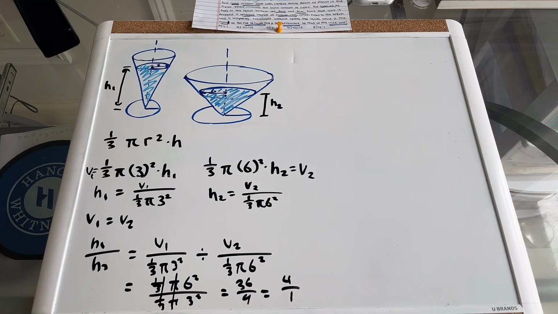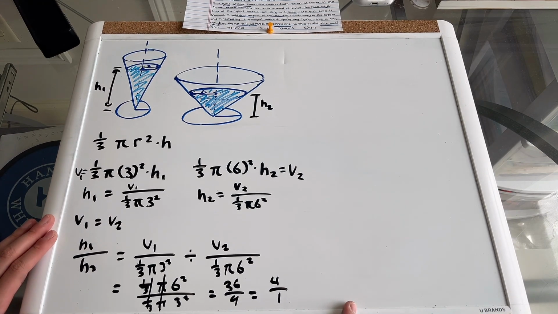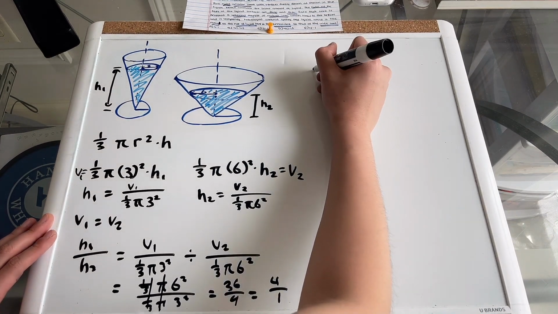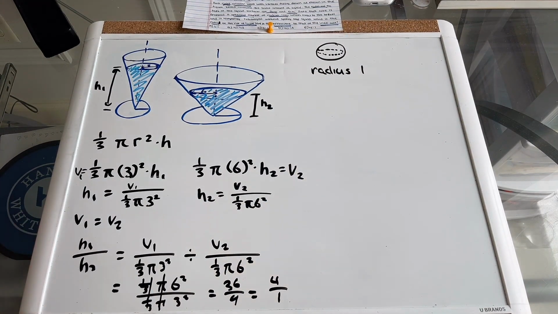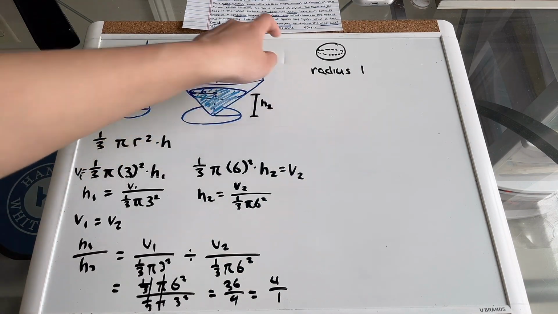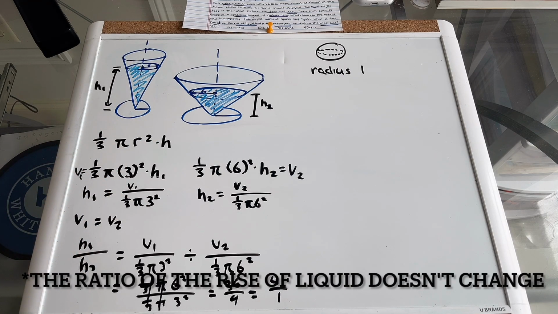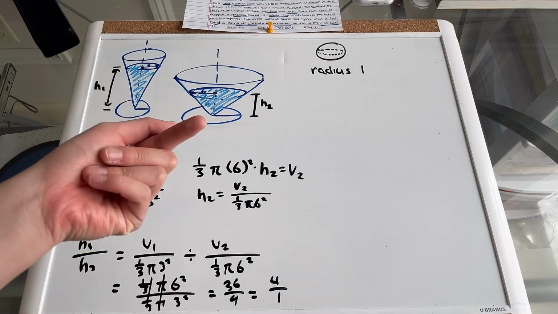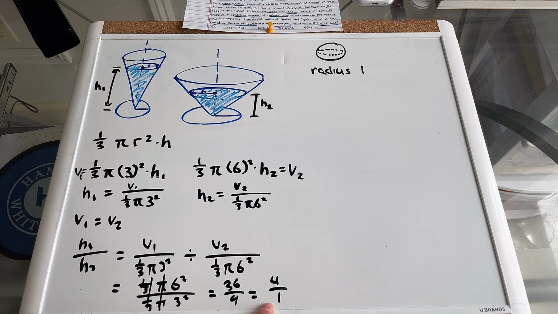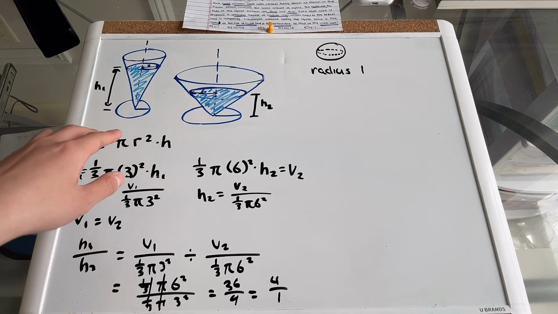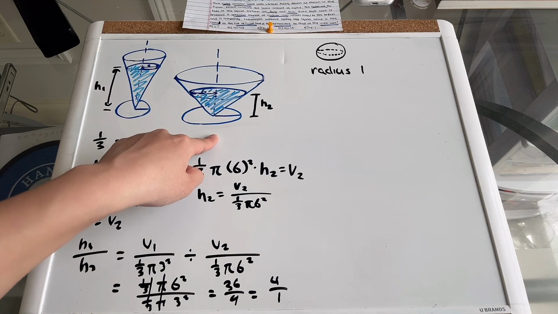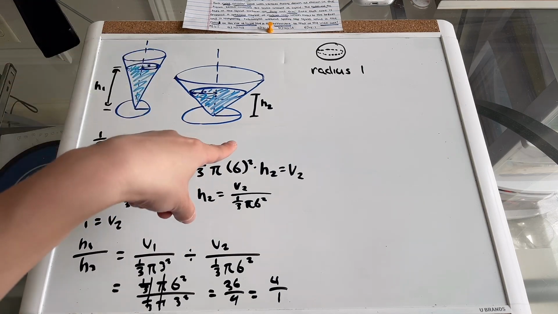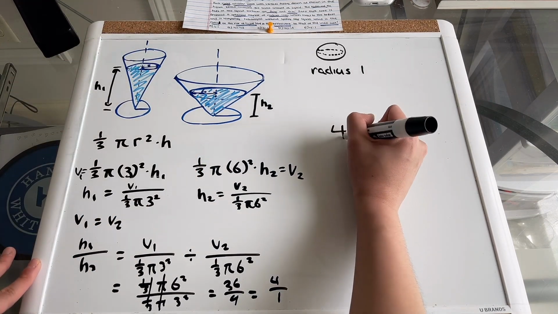Now it is asking what is the rise of the liquid. We know that the spherical marble has a radius of 1. What this means is that it is the same marble being dropped into these two. So the rise of the liquid for these two is the same, since it is the same marble dropped in there. So this ratio actually doesn't change. The ratio of the rise of liquid is the same as the ratio of these two heights. So the answer would just be 4 to 1.